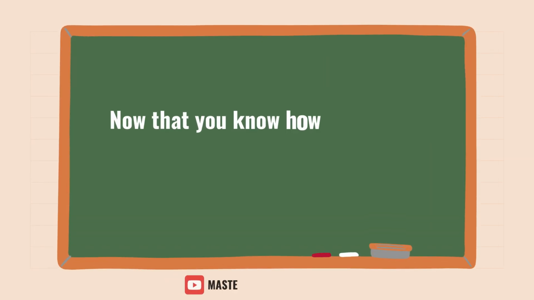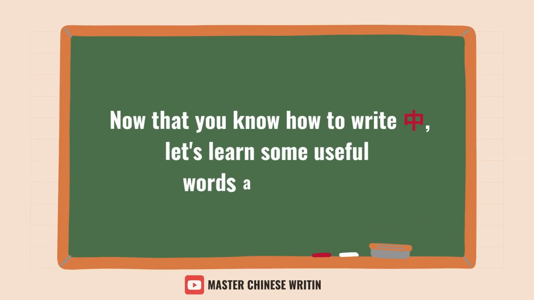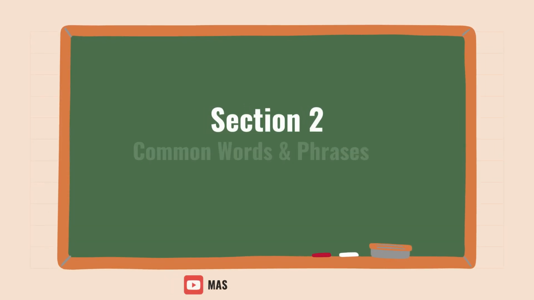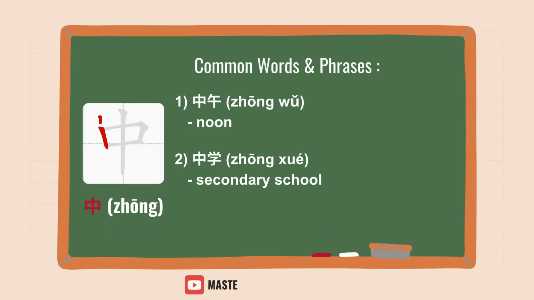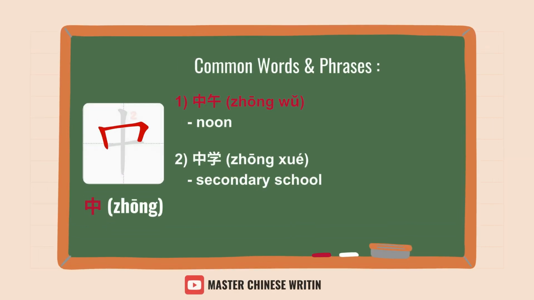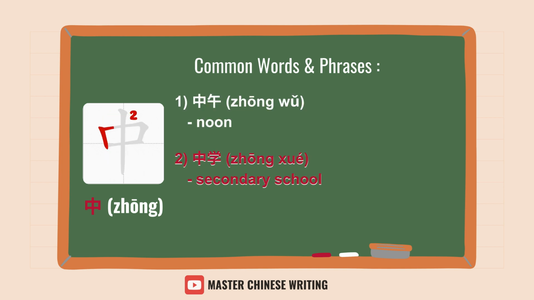Now that you know how to write 中, let's learn some useful words and phrases. Section 2. Common words and phrases. 中午, noon. 中学, secondary school.